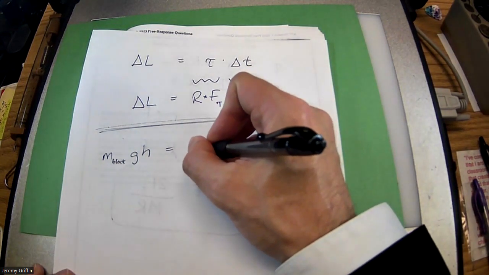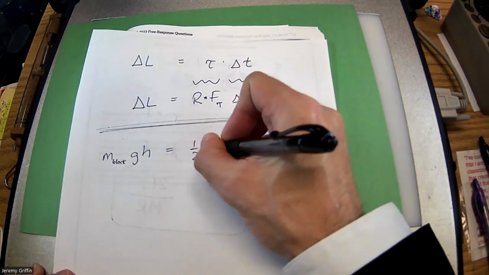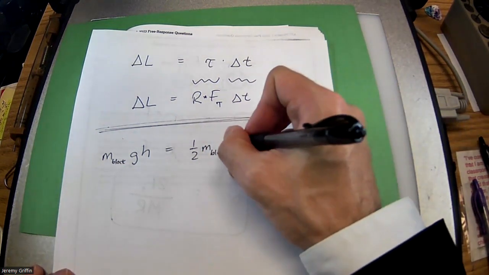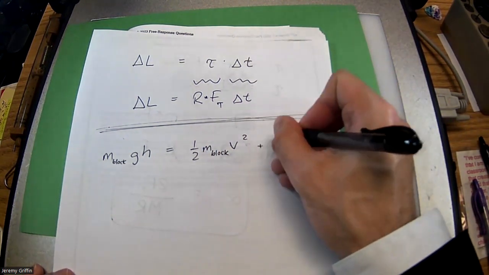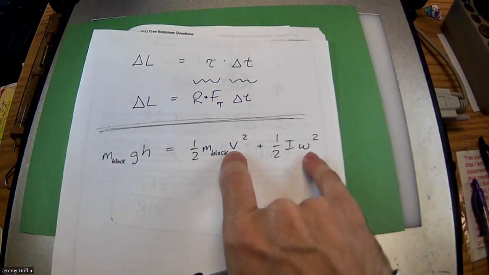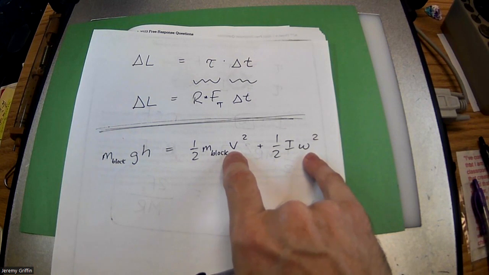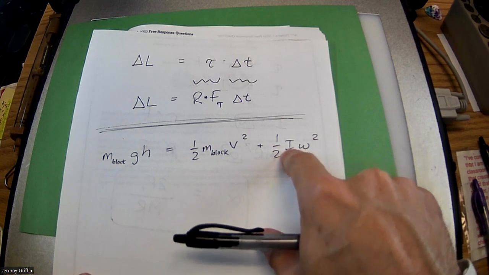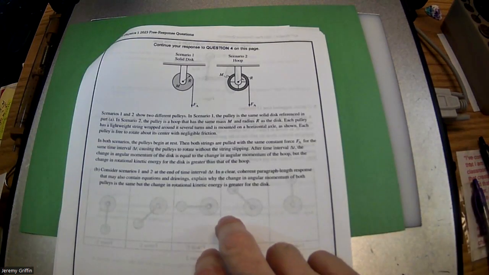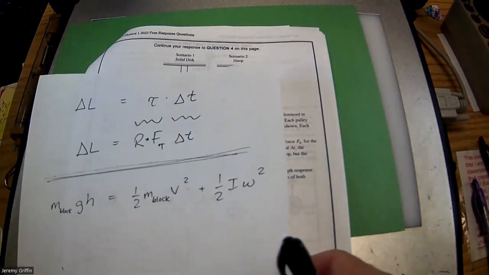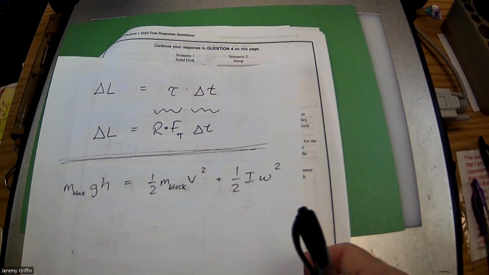1/2 m block. No, remember they never gave you the mass of the block. Times the speed of the block squared plus 1/2 I omega squared. Now this v and this omega are connected because that string's tied around the axis of this guy. But remember, it's 2 different I values. They say the rotational kinetic energy is always greater for the disk.